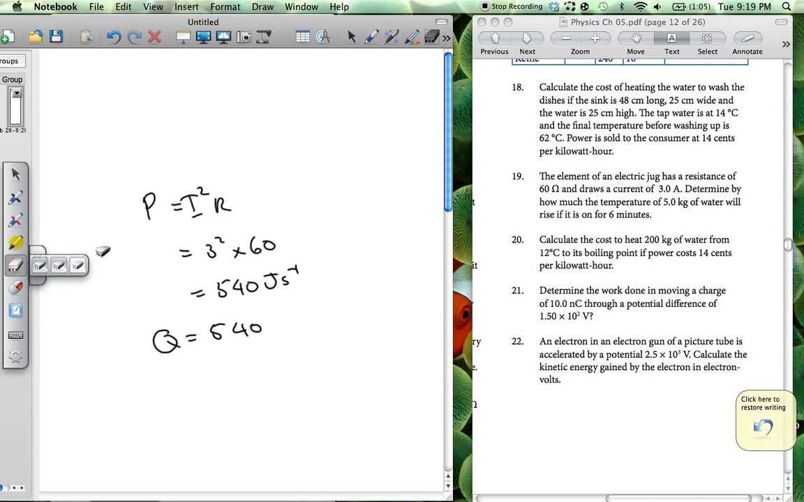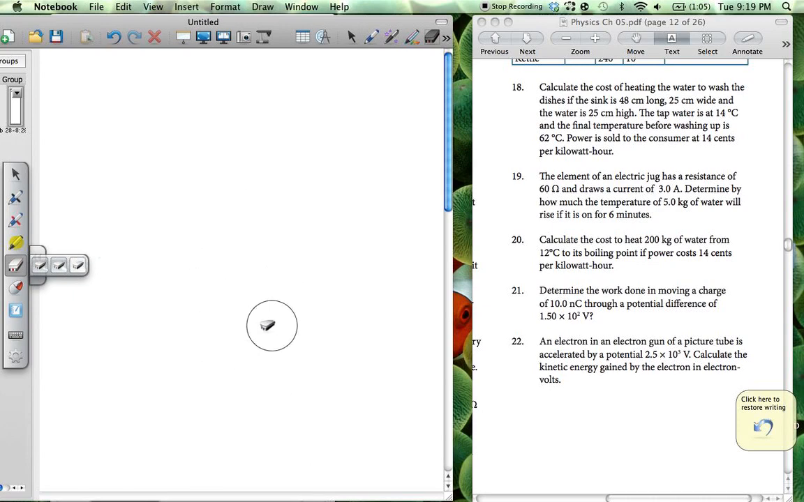Alright, going on to question 20. Calculate the cost to heat 200 kilograms of water from 12 degrees Celsius to boiling point if it costs 14 cents per kilowatt hour.